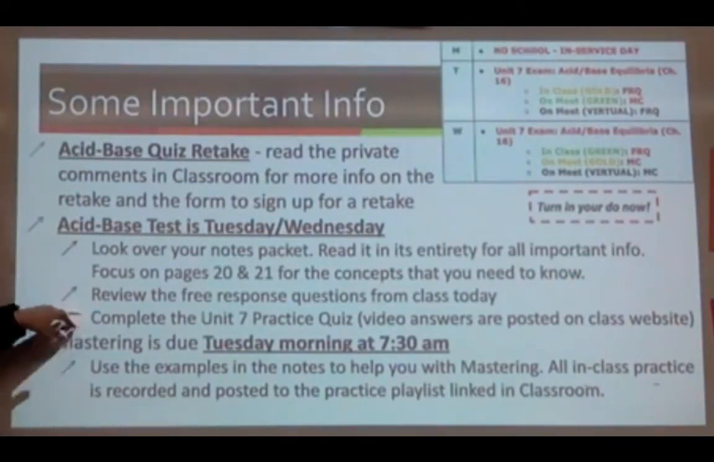And then the Unit 7 practice quiz, that's the review that was on the side counter. That has multiple choice and some free response questions as well. And then the video explanations for those are posted on the website. Mastering is due Tuesday morning, so obviously mastering is a good way to help your review as well. Remember that in your notes, we tried to label all of the questions in mastering that match up to our examples that we did. There were a lot that matched up.